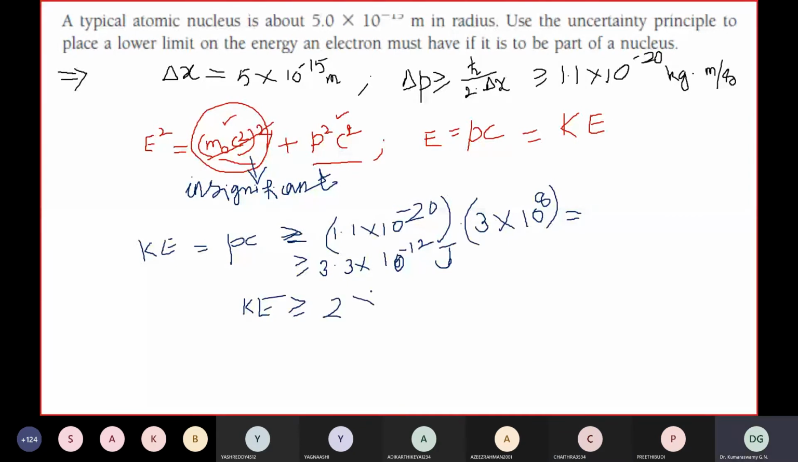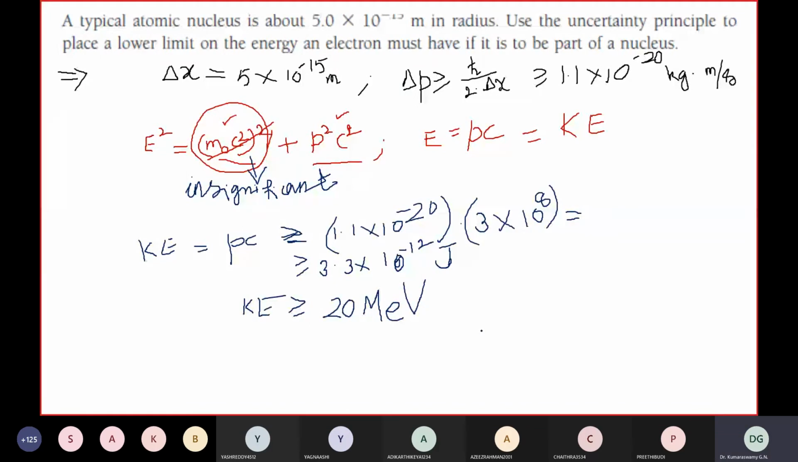20 into 10 to the power of 6 electron volt. Instead of 10 to the power of 6, I have put as mega, M. So 20 MeV.